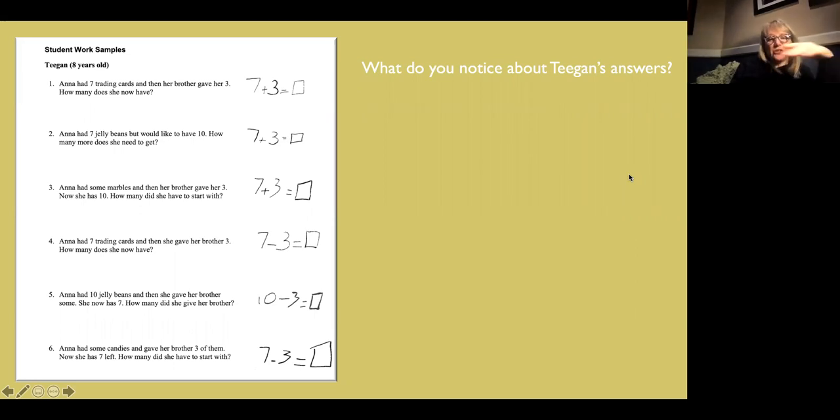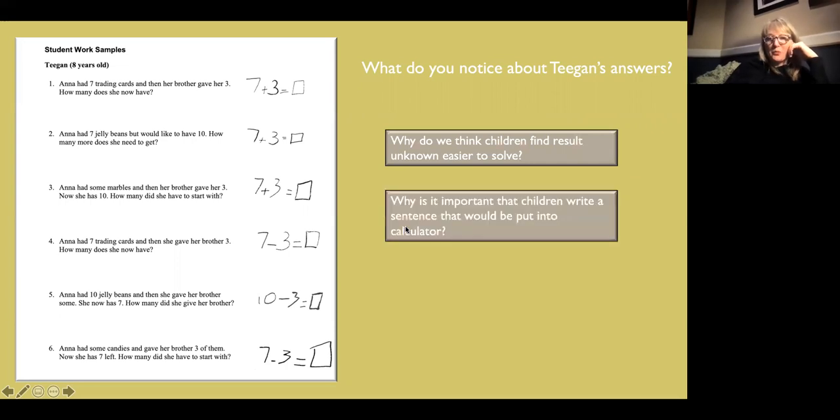You'll notice that she's also solving it, she's putting the answer, she can solve it in her head, and she's putting it into the equation. And that's again why we want to make sure we use the calculator, so that that's not the focus. The focus is on what is the inverse, what would you use to solve this in a calculator. So obviously we think children find result unknown a lot more easily because that's what we're having them do all the time. That's what we're showing them. It'd be awesome if that would be the last type of number sentence that we showed them.